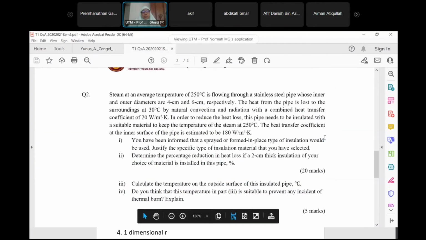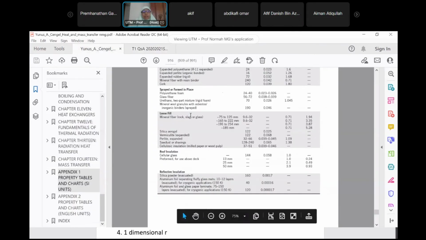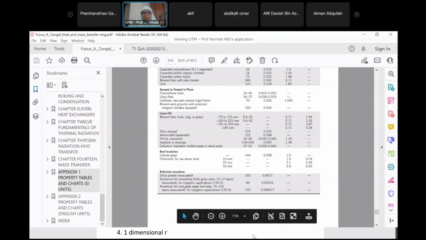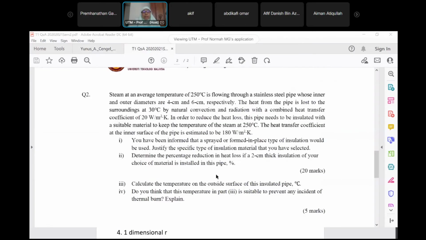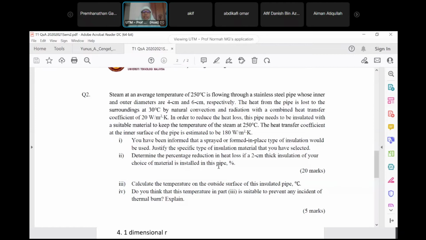So that's your justification. You would have selected the polyurethane foam because it has the lowest thermal conductivity compared to the other three types of insulation. You must justify. You don't know whether it's cheaper. Then determine the percentage reduction of heat loss if a 2 centimeter thick insulation of your choice is installed in this pipe.